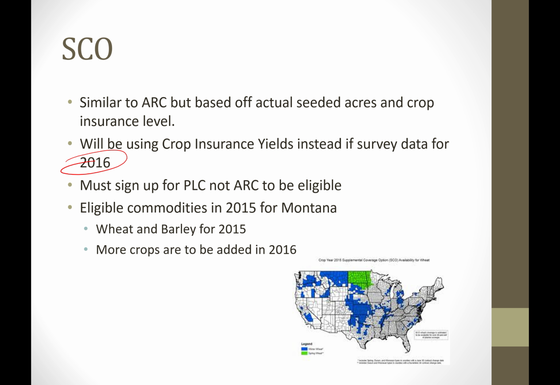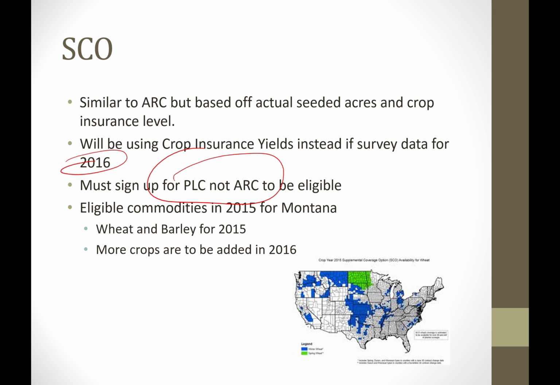They figure by the end of April, we should have all of the yield data in, instead of waiting all the way till the end of the summer like we would on the survey data. So the payment should get issued sooner because of this, plus more accurate starting yields for the county and more accurate year-by-year yields because we're using crop insurance going forward. Must be in PLC, not ARC to qualify.